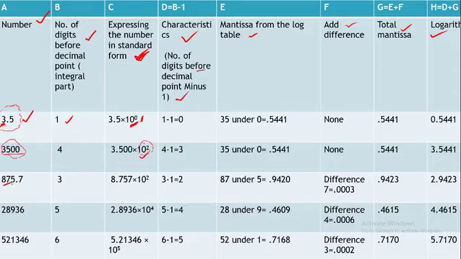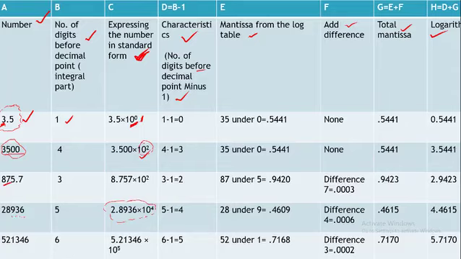Then for this, we have 875.7 divided by 100, and then we'll get 8.757, and 8.757 times 10 raised to power 2 will still give us this. Okay, remember our aim is to make everything here to be in standard form. Now we have 2.8936 times 10 raised to power 4, and this will still give us this value when you multiply it through.